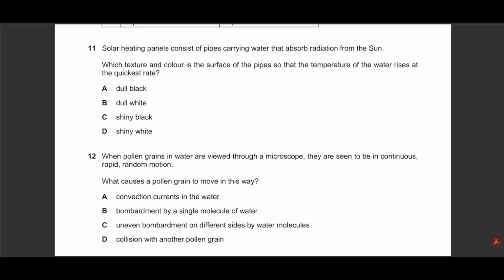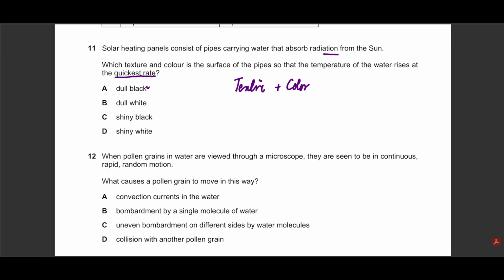Question 11, he says a solar heating panel consists of pipes carrying water to absorb radiation from the sun. That is very, very easy. Now this question is again a classic repeated question. He wants you to understand what texture you would choose versus what color you would choose for the quickest rate of absorption of radiation.